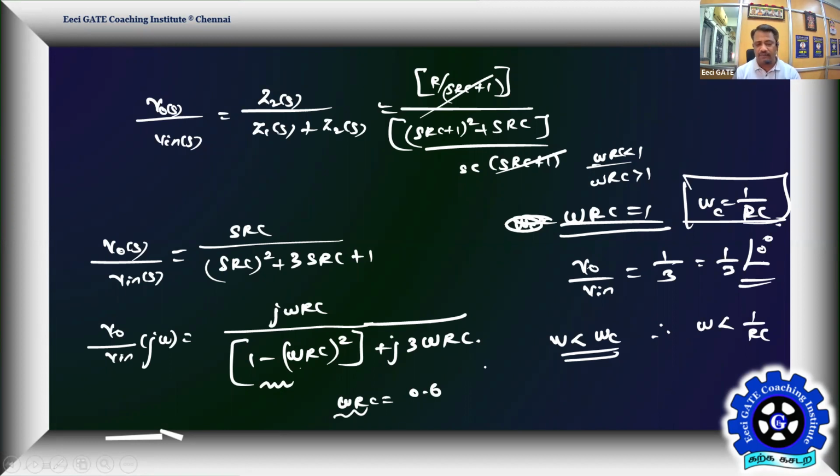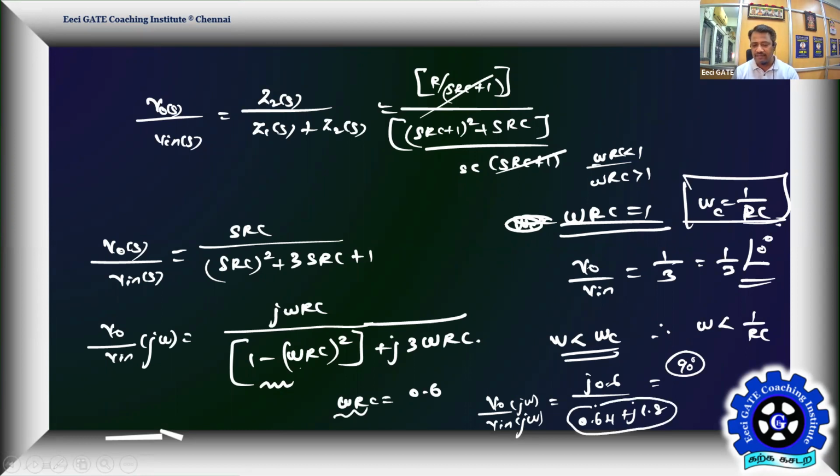Let me take 0.6. Then what's my transfer function? For the conclusion's sake, V naught by V in of j omega will be equal to j 0.6 in the numerator. The denominator will be 1 minus 0.6 square, which is 1 minus 0.36, so 0.64, plus j times 3 omega RC, so 3 times 0.6, 1.8. The numerator angle is 90 degree because it is j. The denominator angle will be less than 90 degree for sure, because it is real plus imaginary.